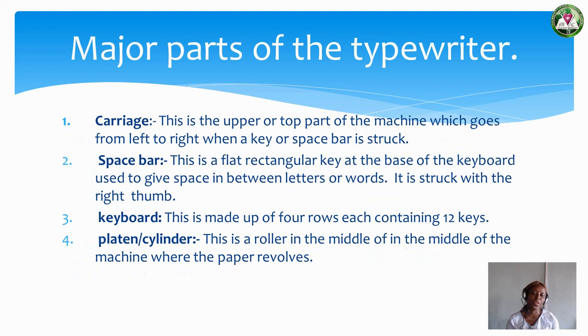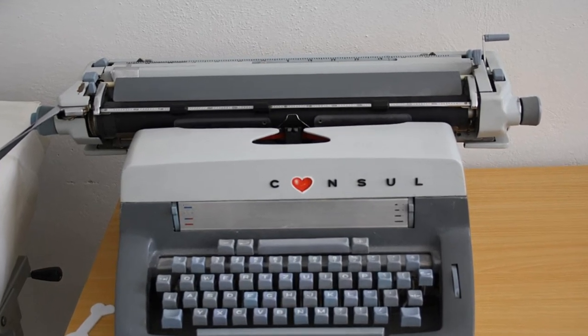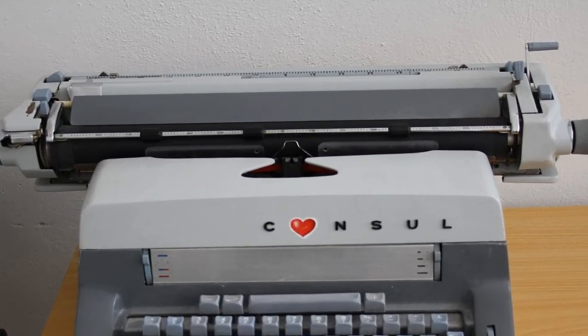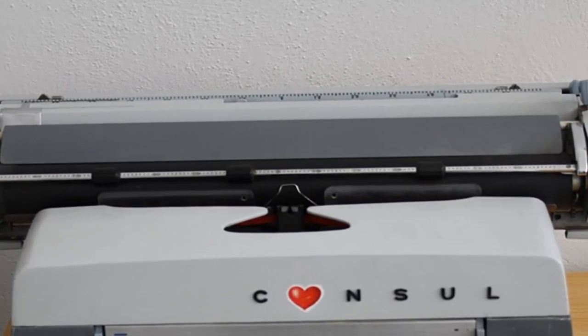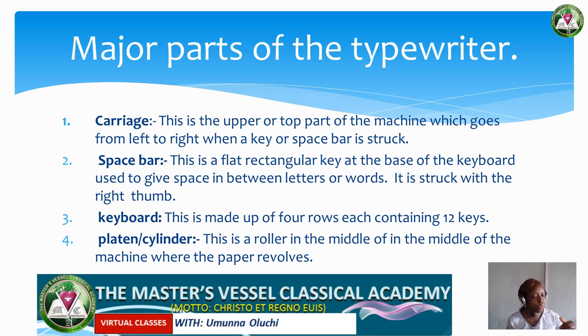Now, major parts of the typewriter. Carriage. Carriage is the upper part of the typewriter, which goes from left to right when a key or spacebar is struck. You see the typewriter, when you strike any key or the spacebar, you see the top part of the typewriter moving from left to right. Or you want it to move from right to left, whichever one. So the upper part is the carriage.